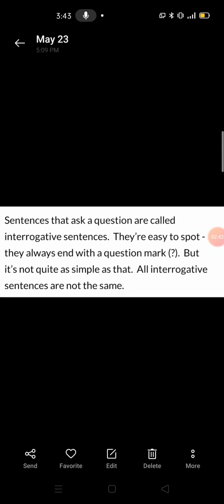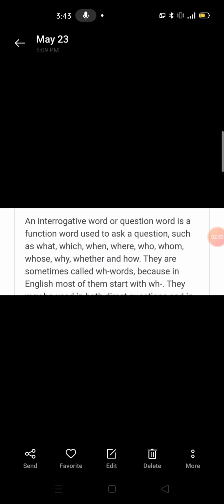Sentences that ask a question are called interrogative sentences. They are easy to spot. They always end with a question mark. An interrogative word or question word is a function word used to ask a question, such as what, which, when, where, who, whom, whose, why, and how. They are sometimes called WH words. Do you know why? Because in English, most of them start with WH. Hope you understood what is question.